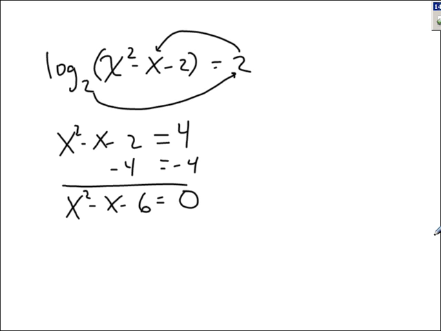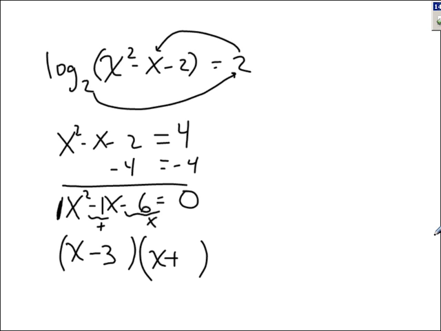Since it equals 0, and we have an understood 1x squared, when we factor it, it'll be x followed by a number times x followed by another number. The two numbers should multiply out to -6 and add up to -1. The two numbers will be -3 and +2. They add up to -1, but multiply out to -6. And this is 0. So either x is 3 or x is -2.